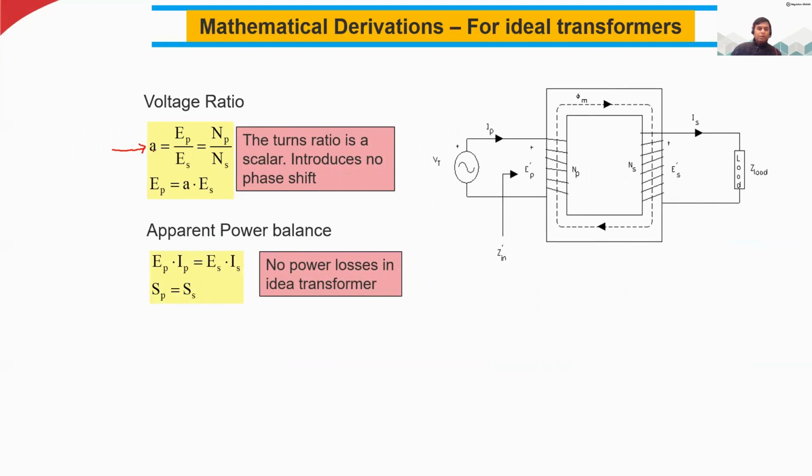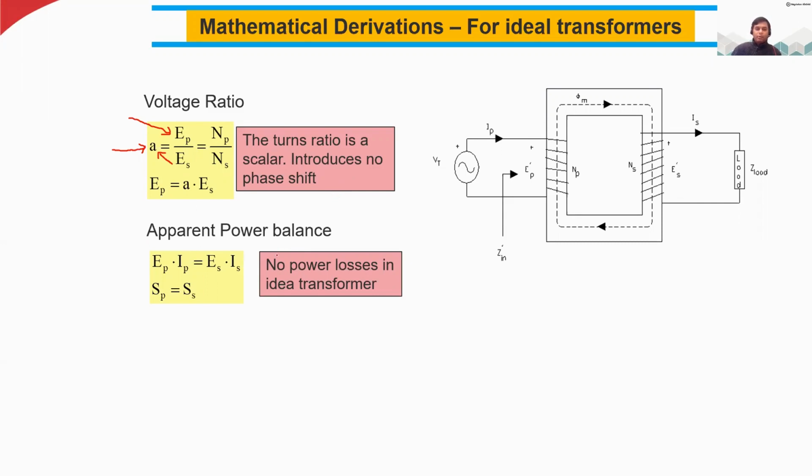Turns ratio a is equal to N1 divided by N2. Now we are calling it NP divided by NS, EP divided by ES. So if you want to find the voltage in the primary winding, EP is equal to a times ES, just bringing the ES here. The turns ratio is also a scalar, because by changing the turns ratio, you can scale up or scale down. So you can control the induced EMF on the secondary side.